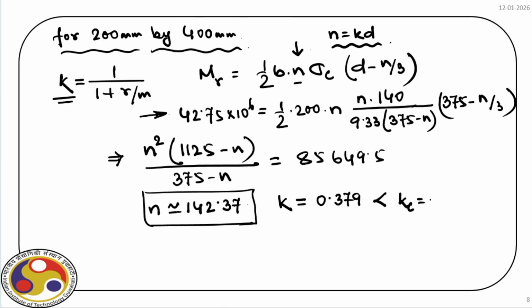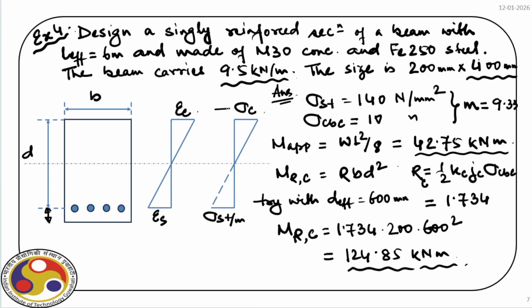Kc is equal to, we have already derived, 0.4. Now, if K is less than Kc, we call it an under-reinforced section. For this section, we first have to find out the stress profile. For an under-reinforced section, steel will reach its maximum value, so we have to find out this sigma c, because it is not sigma cbc anymore.